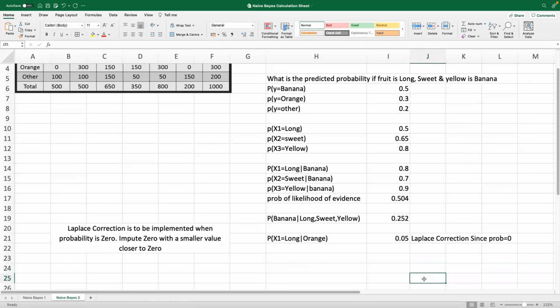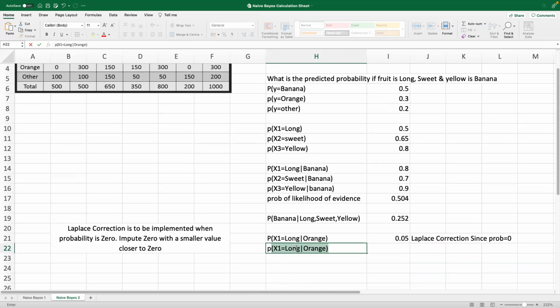Otherwise, the whole calculation will become 0, right? When you multiply anything with 0. So you have to implement Laplace correction in naive Bayes. This is one of the common interview questions. What is Laplace correction in naive Bayes? If the probability is 0, we have to impute it with some value closer to 0, as minimum as possible. This is 0.05.